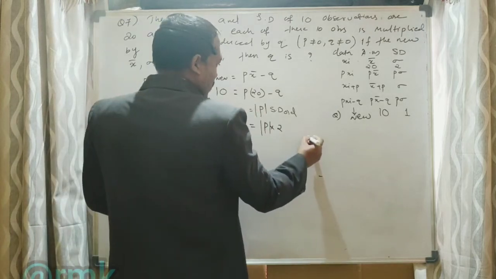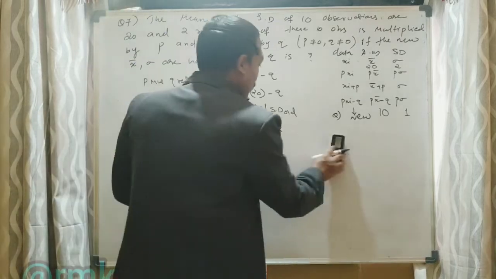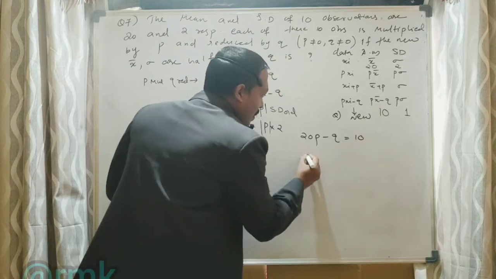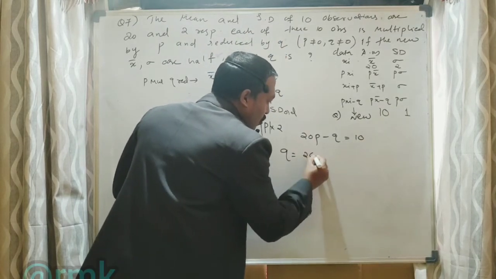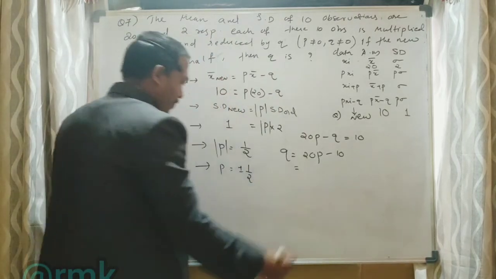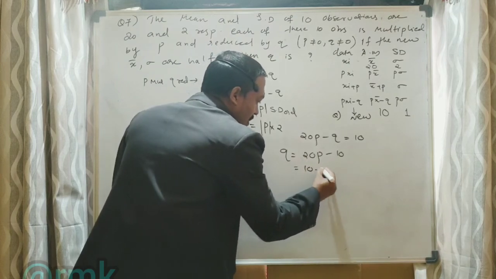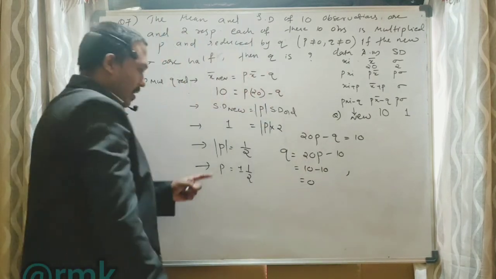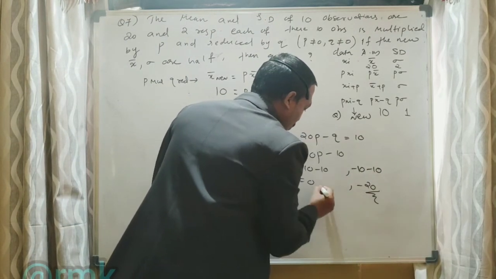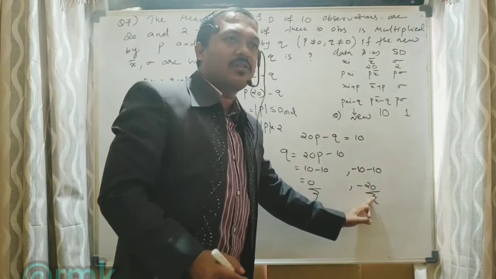Then 20p minus q is equal to 10. That is q is equal to 20p minus 10. We have to calculate q. Substituting positive half, 20 by 2 is 10, minus 10, it is 0. Substituting negative half, that is minus 10 minus 10, it is minus 20. So q is 0 or minus 20. But q is not equal to 0, so the final answer is minus 20.